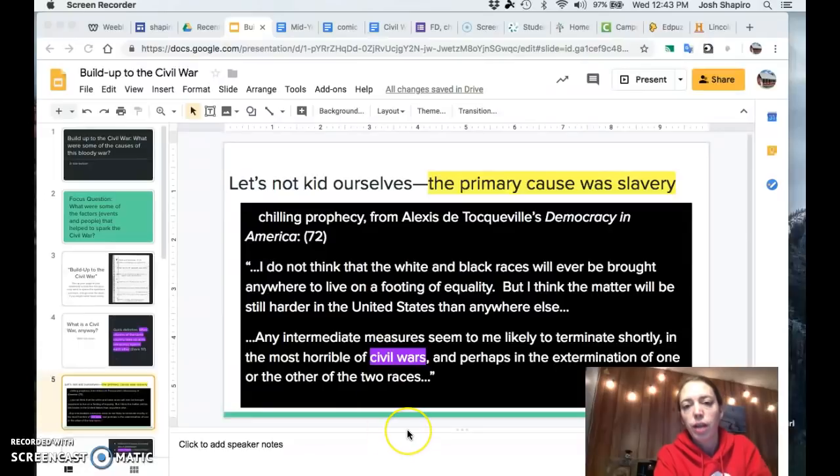And so this French guy, Alexis de Tocqueville, wrote this thing called Democracy in America, where he's kind of critiquing the American system. And he said, "I do not think that the white and black races will ever be brought anywhere to live on a footing of equality. But I think the matter will still be harder in the United States than anywhere else. Any intermediate measures seem to me likely to terminate shortly in the most horrible of civil wars, and perhaps in the extermination of one or the other of the two races." So, it was a pretty dire prophecy, right? But, yeah, he was right.